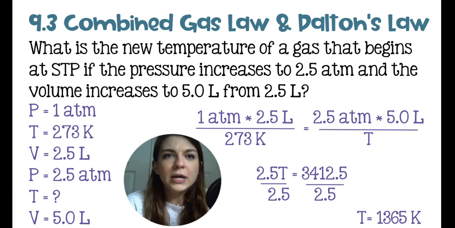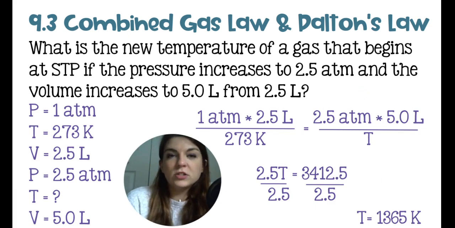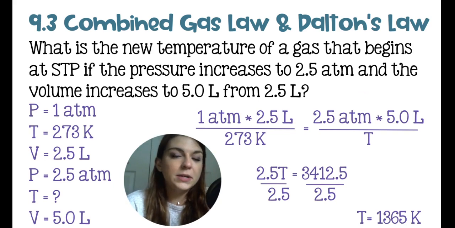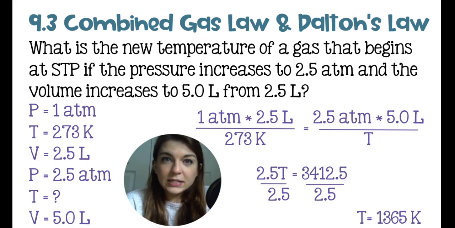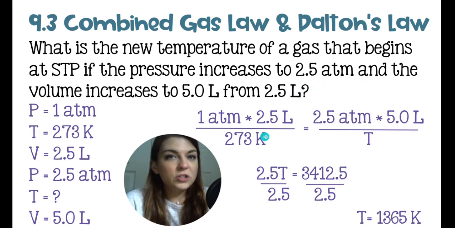So what I like to do is take all of my data before plugging into my equation. So I have all of my information, P, T, and V, for before and after listed on the left side. And then I have plugged into the combined gas law right here. 1 atmosphere represents standard pressure. The volume of 2.5 liters is given here, and standard temperature 273.